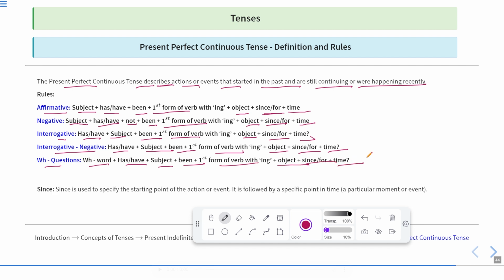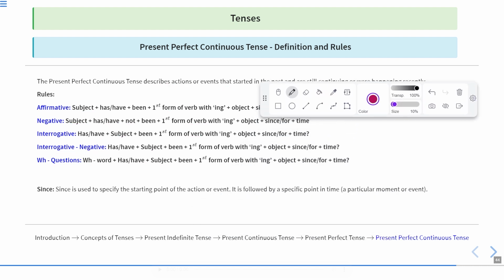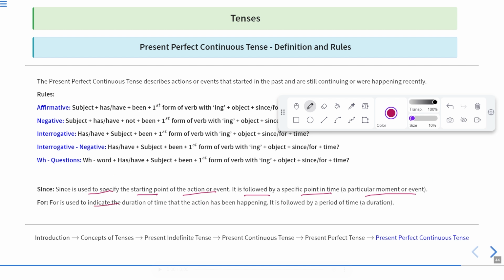Okay. So, when do we use the word since? Since is generally used to specify the starting point of the action or event. It is followed by a specific point of time, a particular moment or event, generally the uncountable time. But for is used to indicate the duration of time that the action has been happening. It is followed by a period of time or a duration, when we have the time in units.